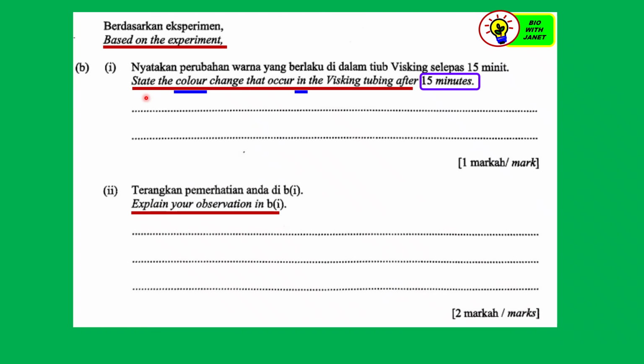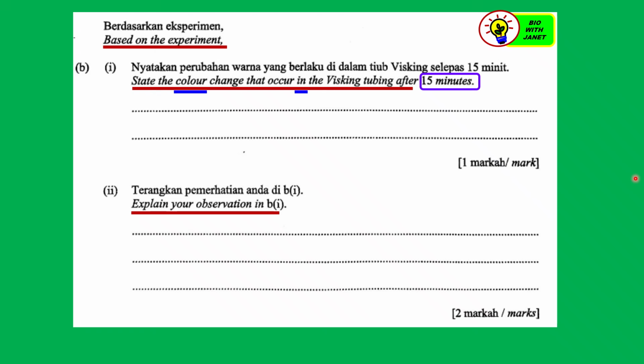Let's go on to the next question. Based on the experiment, state the color change that occurs in the Visking tubing after 15 minutes. This is when you know that your time for immersing the Visking tubing is 15 minutes. And then explain your observation. So try and answer these questions yourself first, based on what we've discussed just now.